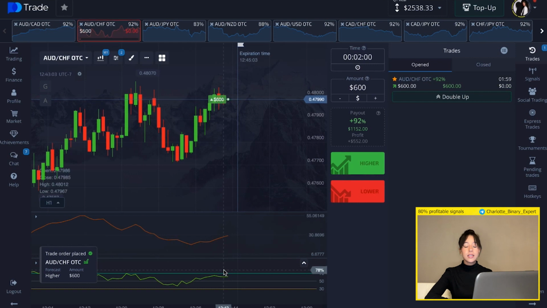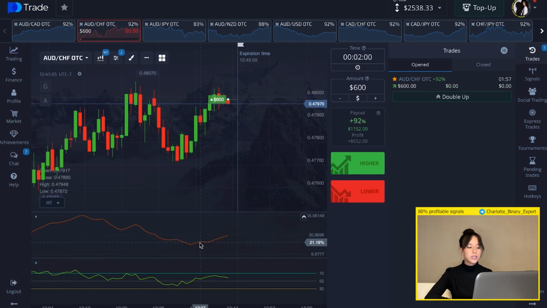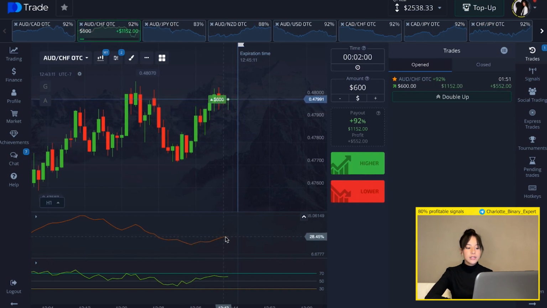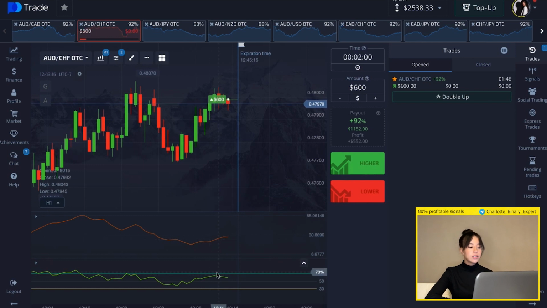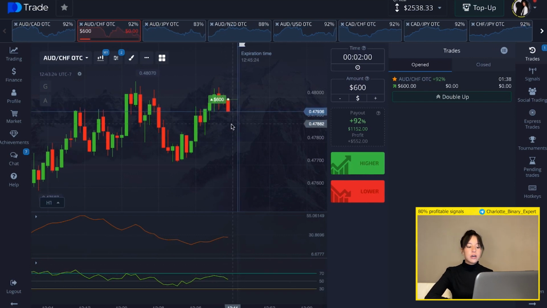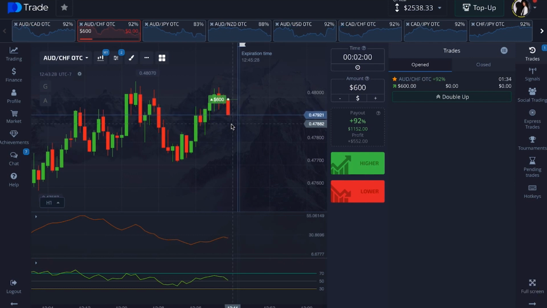So here I see a great opportunity to open a deal for a raise, because we see that the ADX indicator goes in the ascending direction and has already crossed the 25% level, and on the RSI indicator we see that the indicator line is trading between the overbought and the oversold level, which allows us to open a deal for a raise, and now we wait for its completion.